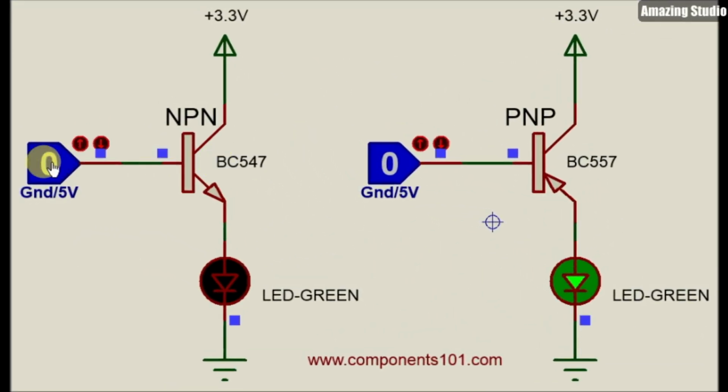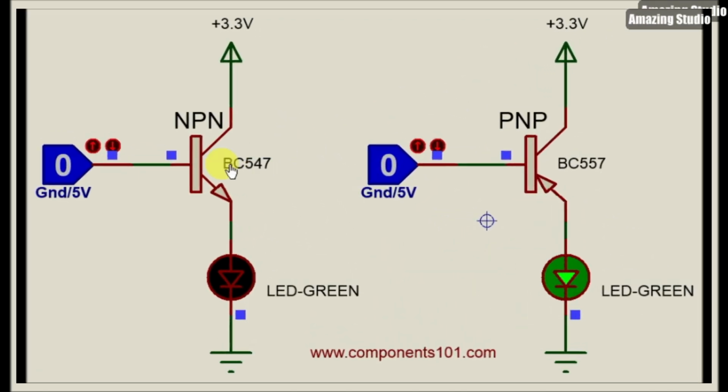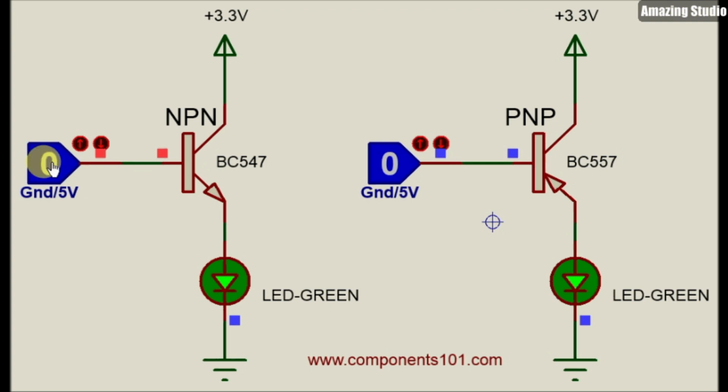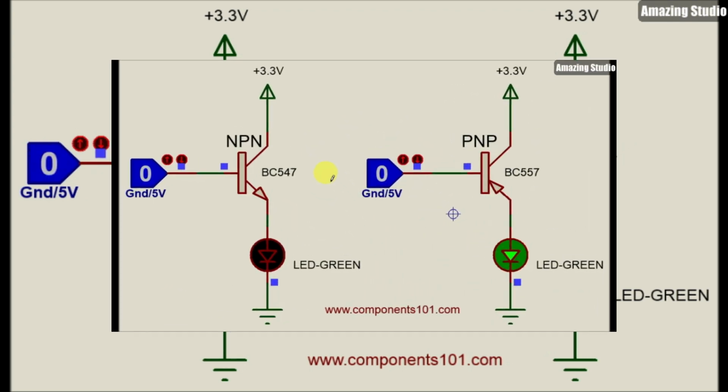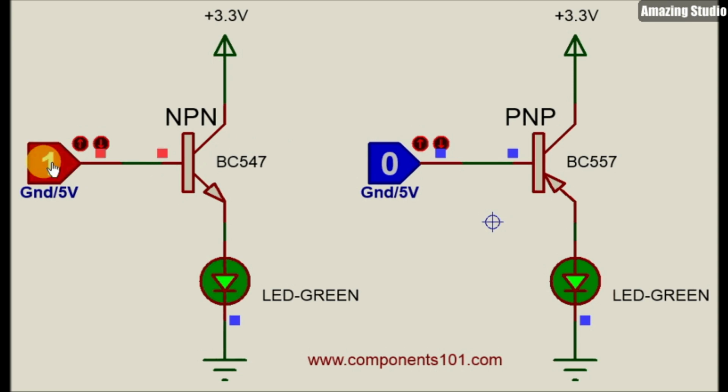Another important difference is that an NPN transistor remains open until it receives a signal on the base. The switch of the PNP transistor remains closed until a control signal is given to the base pin, as shown in this GIF file.